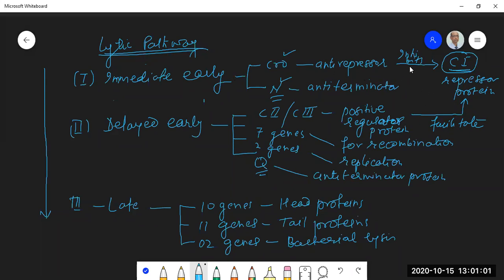One of the genes, Cro, its gene product, the anti-repressor protein, inhibits the expression of CI, whereas these two, C2 and C3 gene products, which are positive regulator proteins, facilitate the expression of the CI gene, right? Now, let us understand.